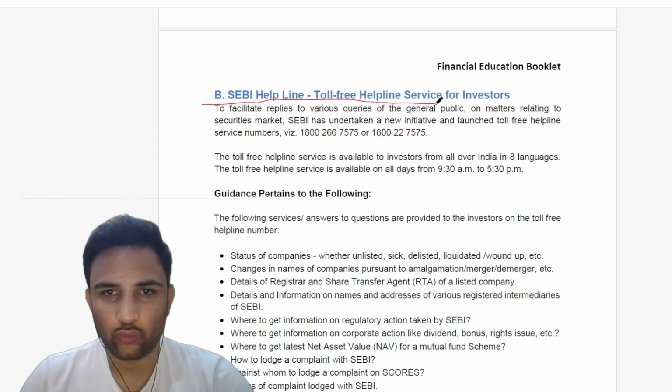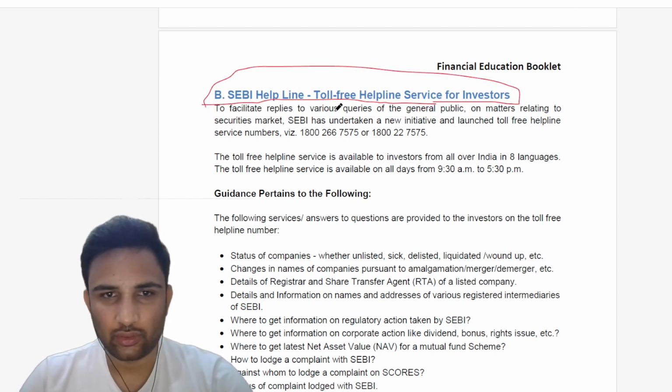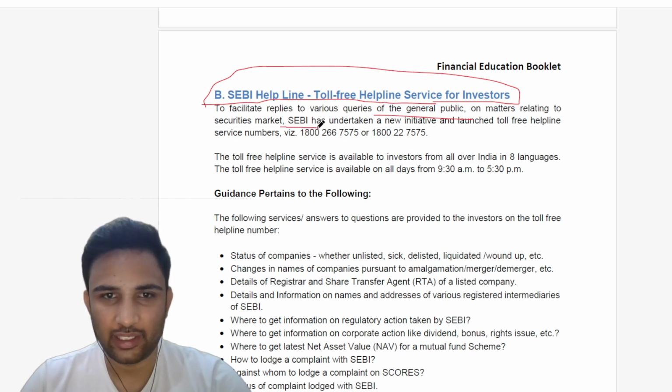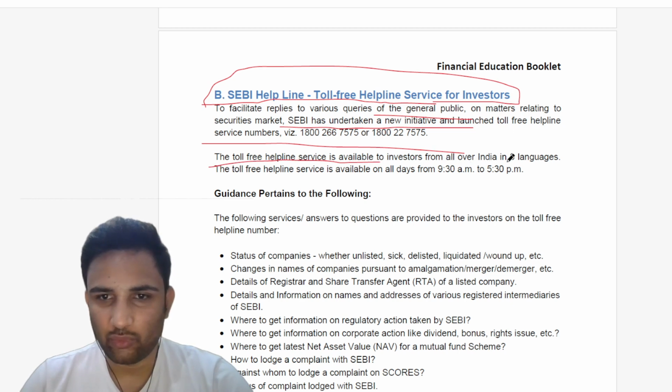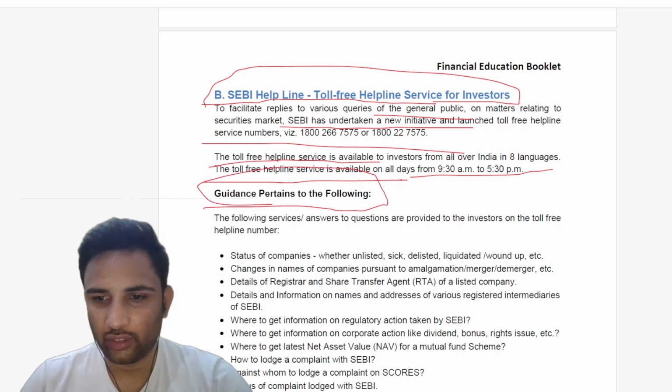SEBI Helpline. It is a toll-free helpline service for investors to facilitate replies to various queries of the general public on matters relating to the securities market. SEBI has undertaken a new initiative and launched toll-free helpline service numbers. The toll-free helpline service is available to investors from all over India in both languages. It is available on all days from 9:30 a.m. to 5:30 p.m.